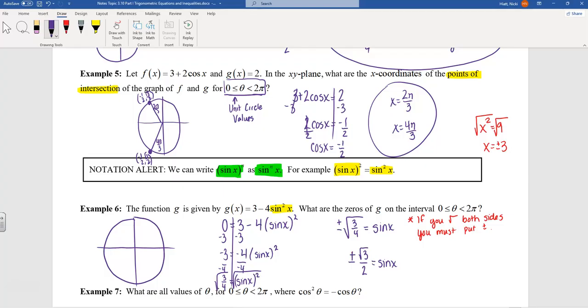So, for sine, that's your y coordinate. That is at pi over 3. It's also going to be at 2 pi over 3, and 4 pi over 3, and 5 pi over 3. Because our coordinates here are 1/2, root 3 over 2.